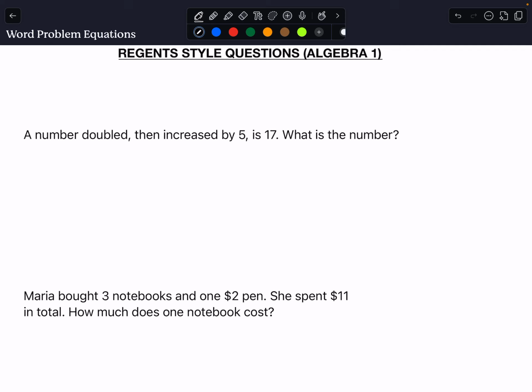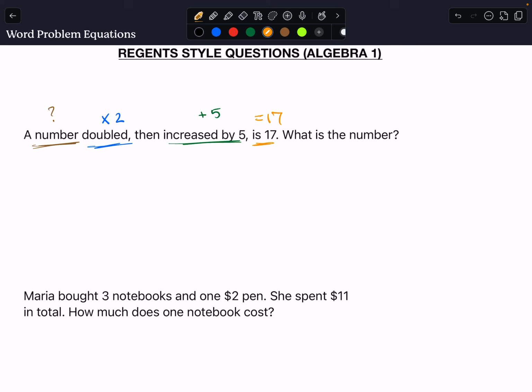First, you must learn how to read the word problem, then break down what it's asking. A number. We do not know what the number is, but we do know that it is doubled. So it's going to be multiplied by 2. Increased by 5 means it'll be plus 5. And is 17 means it will equal 17. Using this information, we can arrange it and make an equation that can best suit this problem.